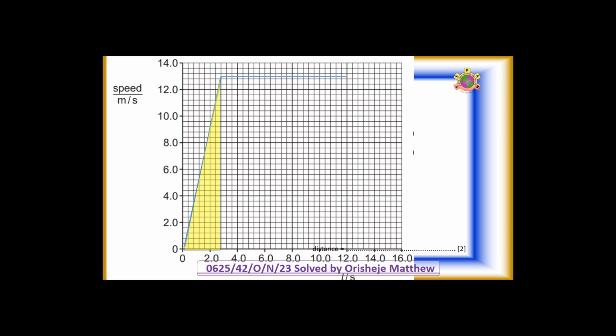Base of triangle is 3.2 seconds. Height of triangle is 13 meters per second. Distance is equal to the product of 3.2 and 13 divided by 2. Distance is equal to half of 41.6. Distance is equal to 20.8 meters.